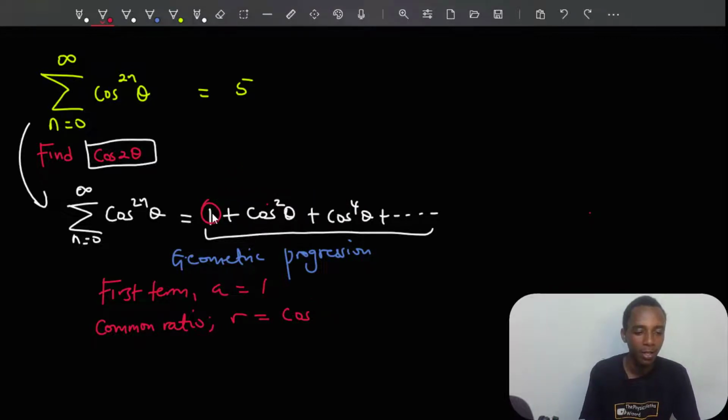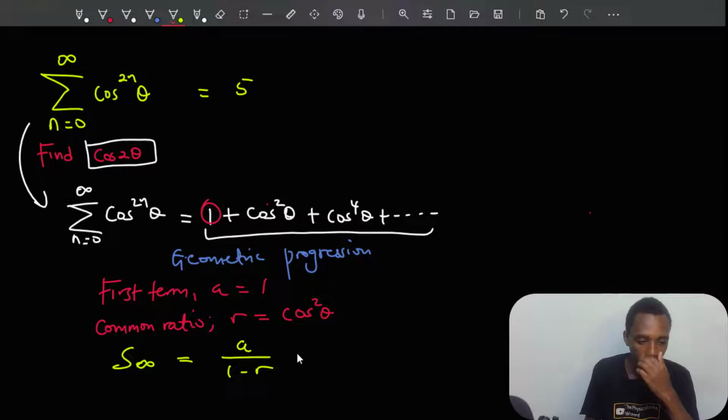So this is cos squared theta. So we can actually find the sum to infinity of a geometric progression, and the sum to infinity is given by the first term, let's call that A, divided by 1 minus R. 1 minus R because if we are finding the sum to infinity, obviously R is less than 1, so the sum converges, which is true in this case.